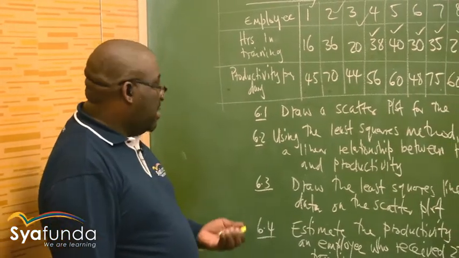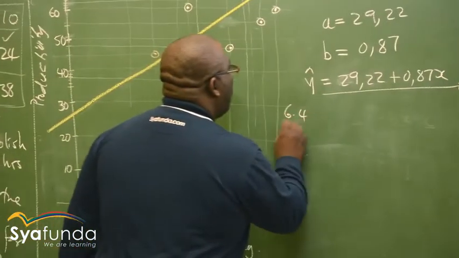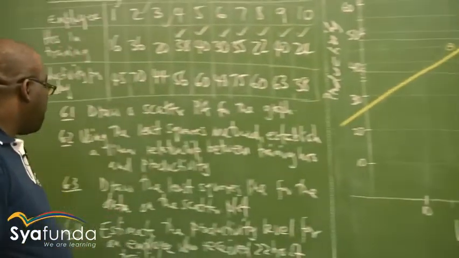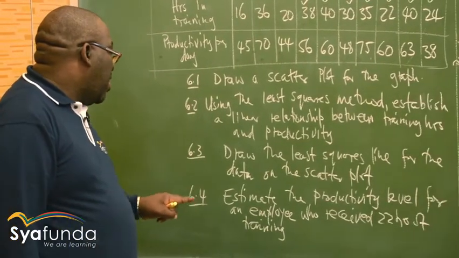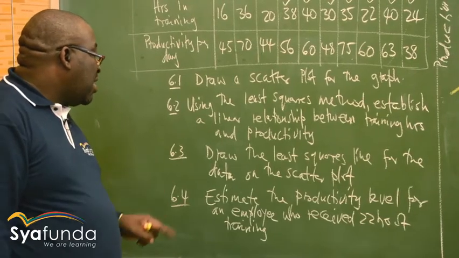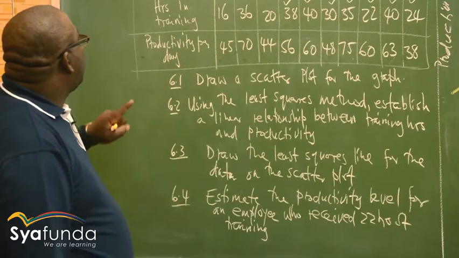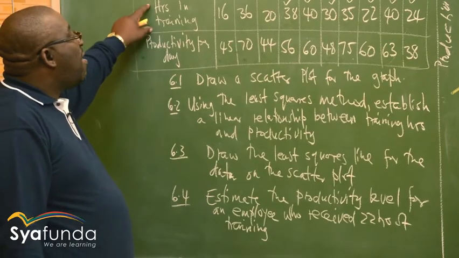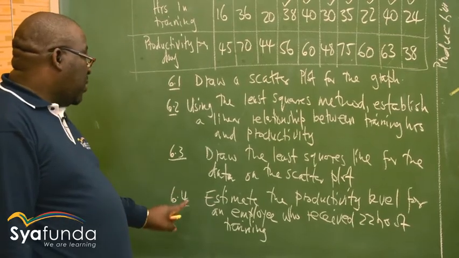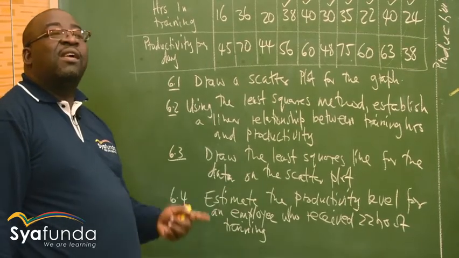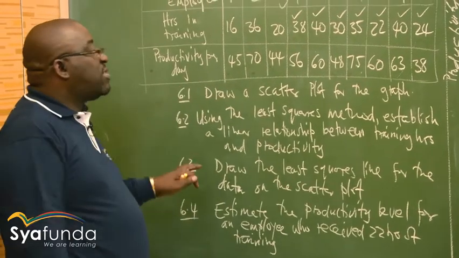Let's look at the last part, which is 6.4. What is 6.4 saying to us? Estimate the productivity level for an employee who received 22 hours of training. Remember, X stands for the hours of training and Y stands for the productivity. They want us to estimate productivity. Fortunately for us, we already have the machine or the graph that we'll use for that.